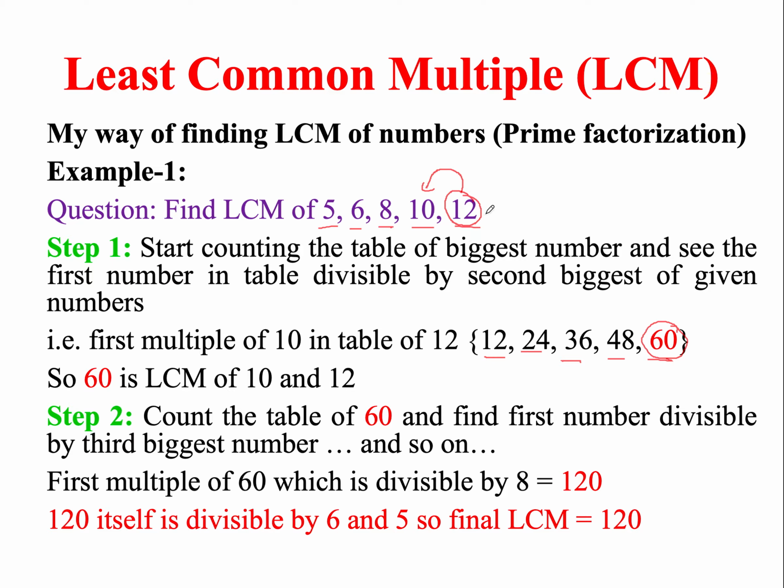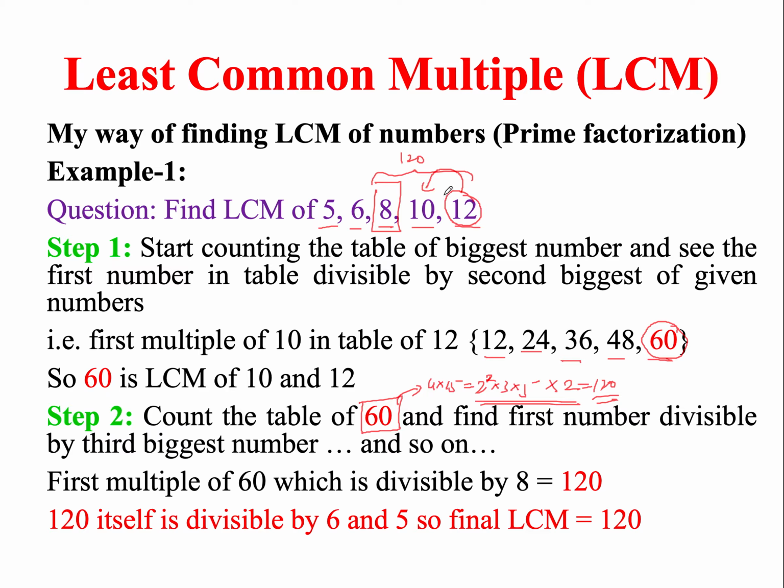That means the LCM of 12 and 10 becomes 60. Now I do the same process again. Now I have to see the next multiple of 60, which is divisible by 8. Here we can think about the prime factorization as well, because 60 is 4 multiplied by 15, and 4 is 2 square, so 60 is 2 square times 3 times 5. For the number to be divisible by 8, we need a minimum power of 2 as 3, so we just multiply it by 2, so that the result becomes 120, and that is the multiple of the 3 biggest numbers.